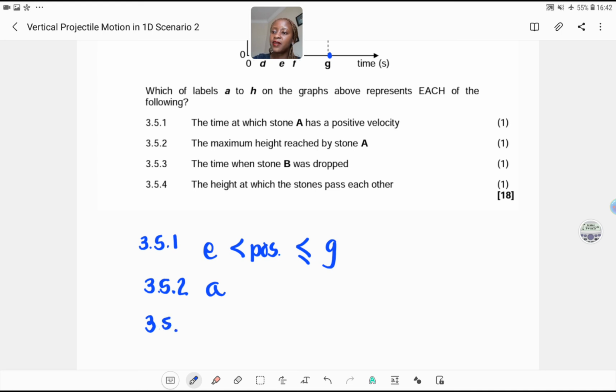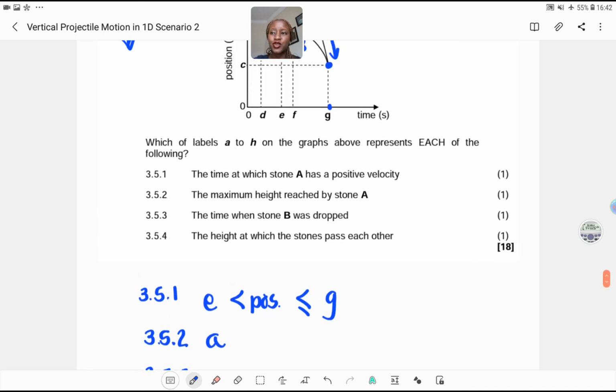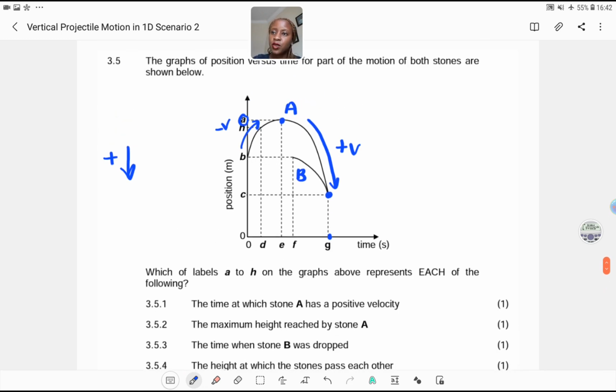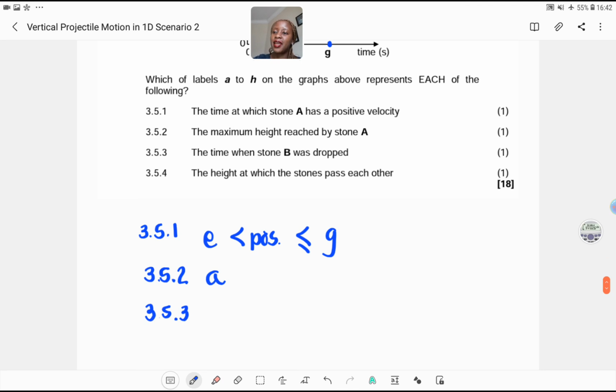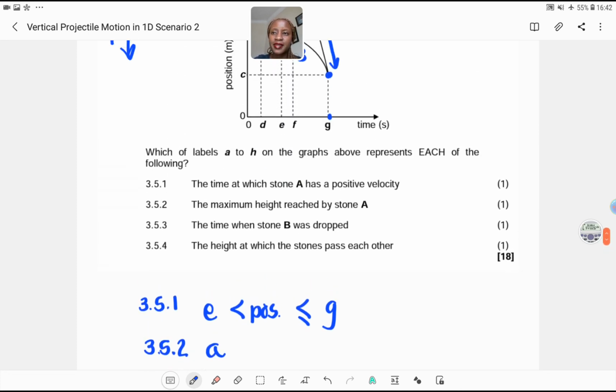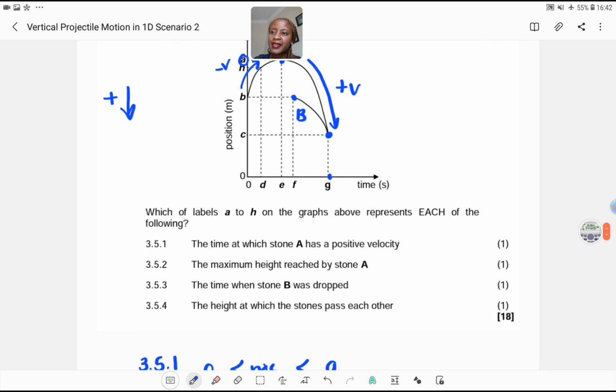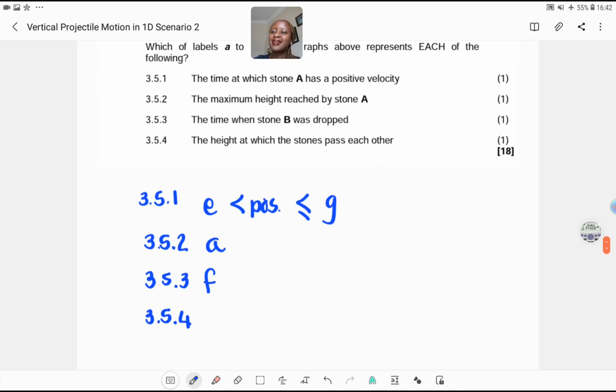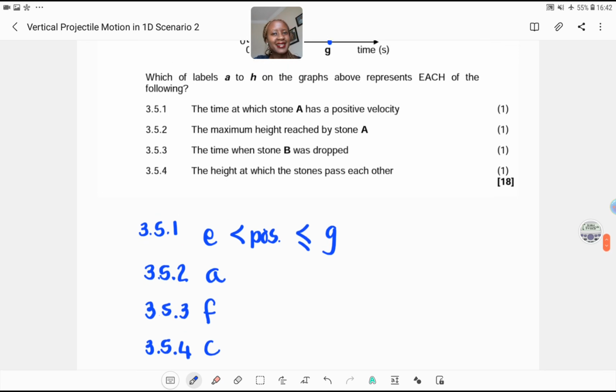Then 3.5.3, the time when stone B was dropped. So stone B was dropped at F. Okay. And then 3.5.4, the height at which the stones passed each other. They passed each other at C. Okay. All right. Yeah, and that is it.